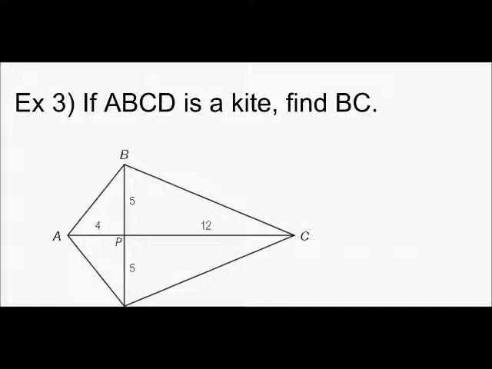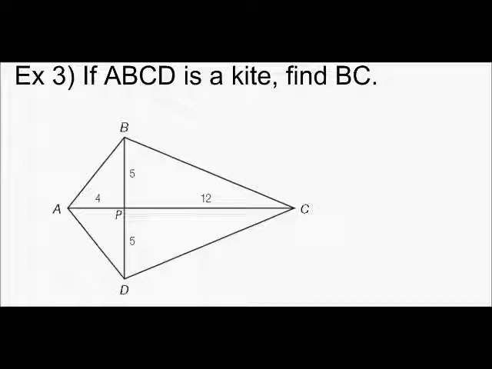Example 3. If ABCD is a kite, find BC. Well, I've already been given the lengths of different parts of the diagonals here, but I want to find this portion that I'll highlight for you, BC. And if you look, we have a triangle right here that could help us. We know that the diagonals of a kite are perpendicular to each other, so I have a right angle at P. Okay, so angle BPC is a right angle.